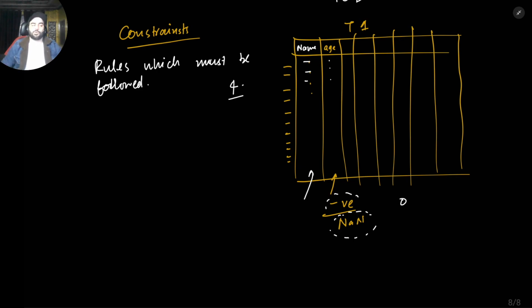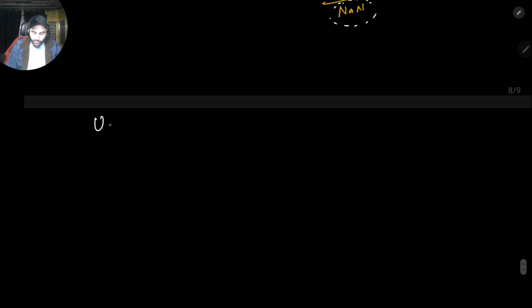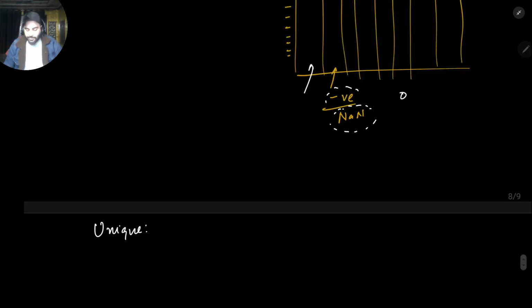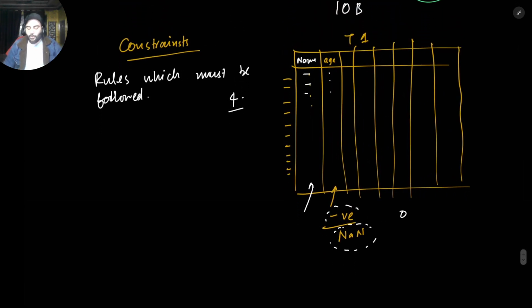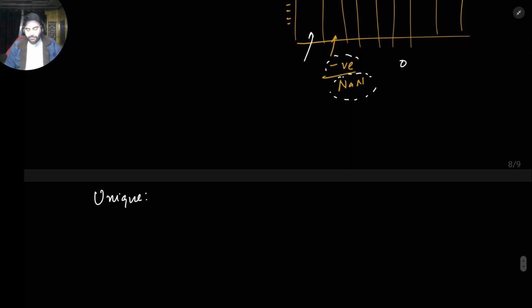So the first constraint I'll be discussing is unique constraint. Let's discuss what the types of these constraints are. The first constraint is unique constraint. Okay, so what is this unique constraint? For example, if we want a column to have all unique values, we'll put a constraint onto that column, that column must have unique values.